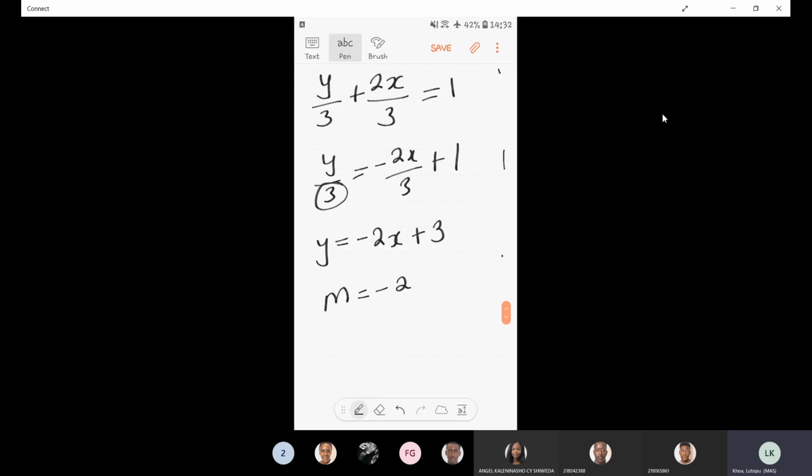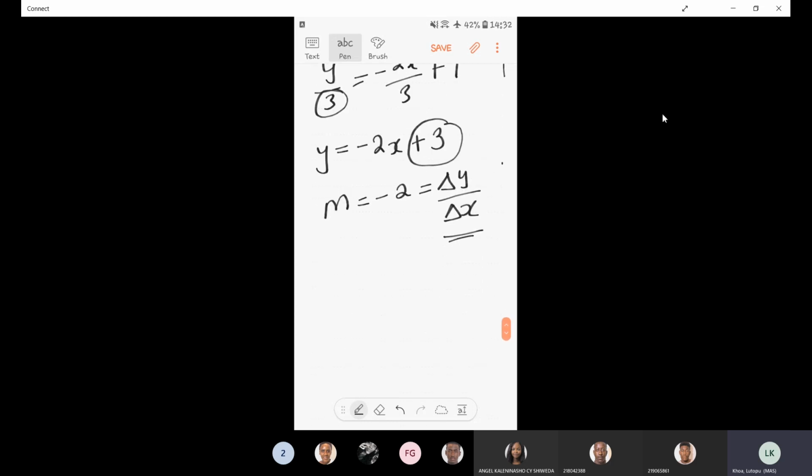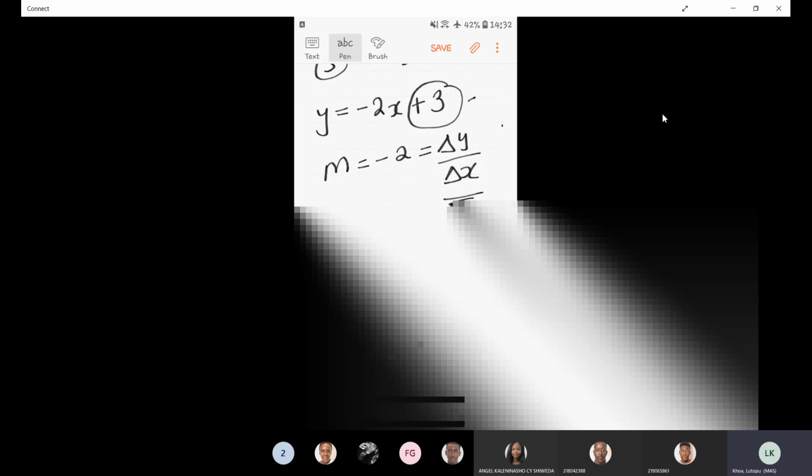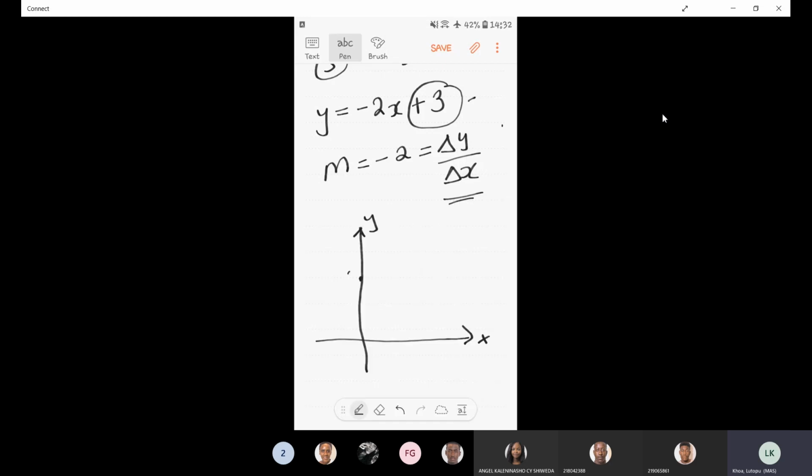Now we know the formula for the gradient. This is just delta y over delta x. That's how we get the gradient. So we're going to use the intercept and the gradient. So this is how we do it. You draw your x and y axis. These must be labeled x and y. Then you plot your value of c, that is 0, 3, so that's somewhere there.